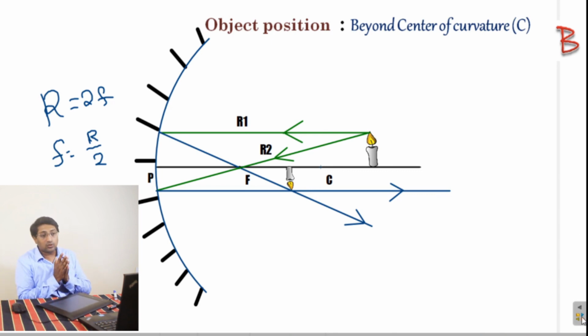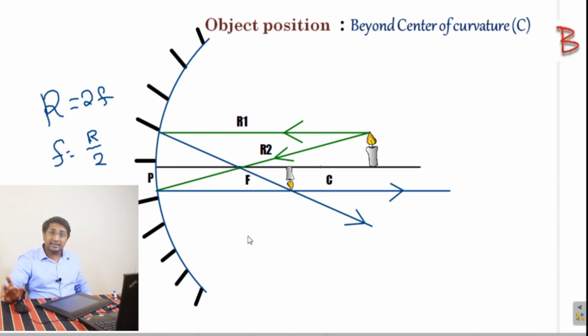Now let's think about all the properties over here. Before we categorically show it on the screen, first tell me the size of the object. Is it big, or do you think the image is big? As you can see, the image is definitely smaller, so that's an important point. Now, when the object is beyond C, where is the image? As you can see, the image is found between F and C.